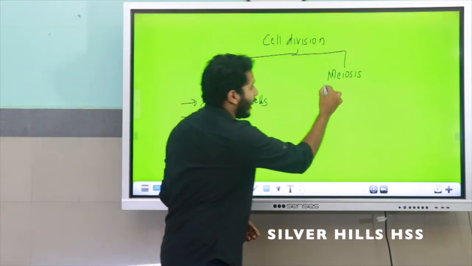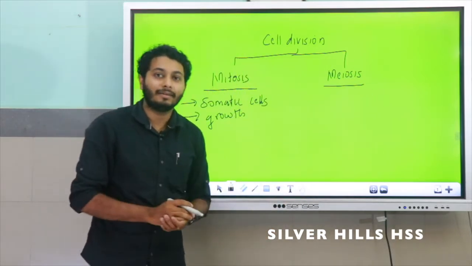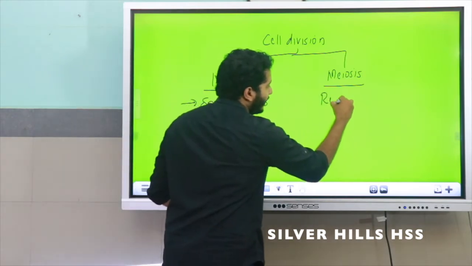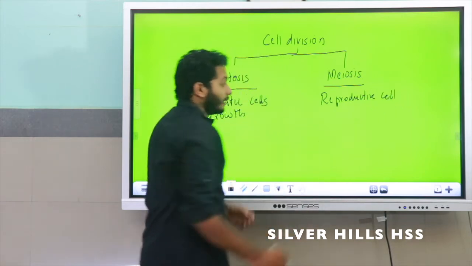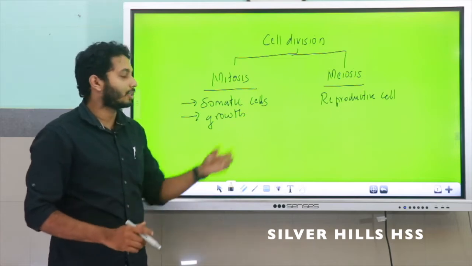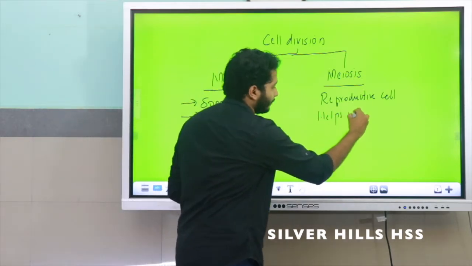Meiosis is another type of cell division which takes place only in reproductive cells. In other words, meiosis is responsible for reproduction, or it helps in reproduction.